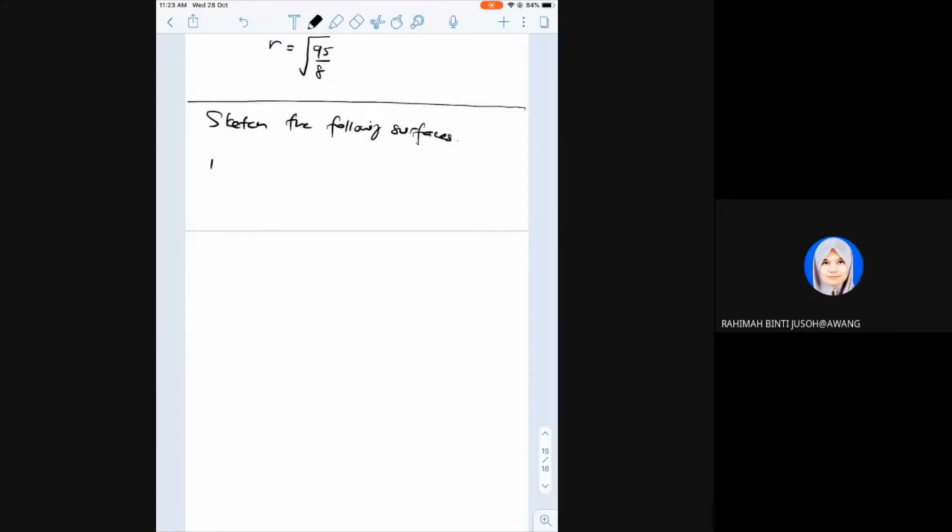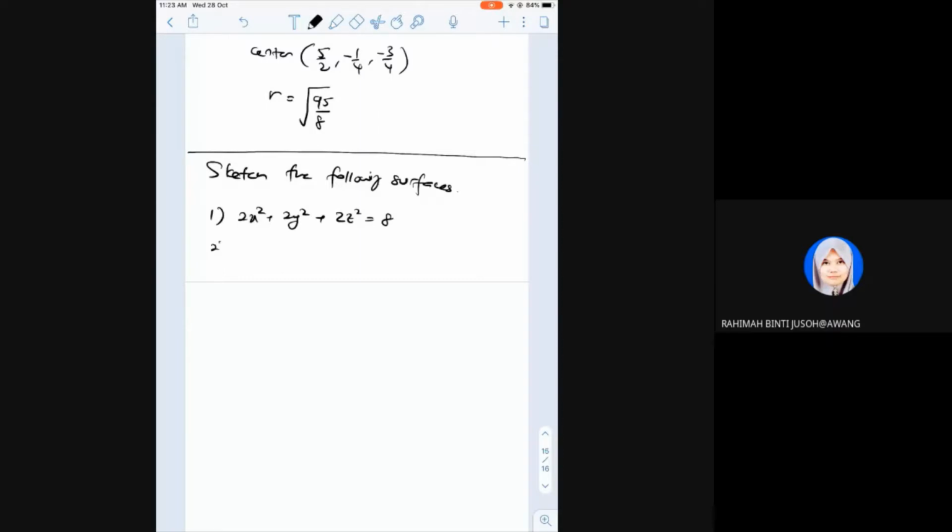Number 1, let's say 2x squared plus 2y squared plus 2z squared equals to 8. And then number 2, we have z equals to square root of 81 minus x squared minus y squared. Number 3, let's say x squared plus 3y squared plus 3z squared equals to 9. And then number 4, let's say 4x squared plus y squared plus 4z squared equals to 16.